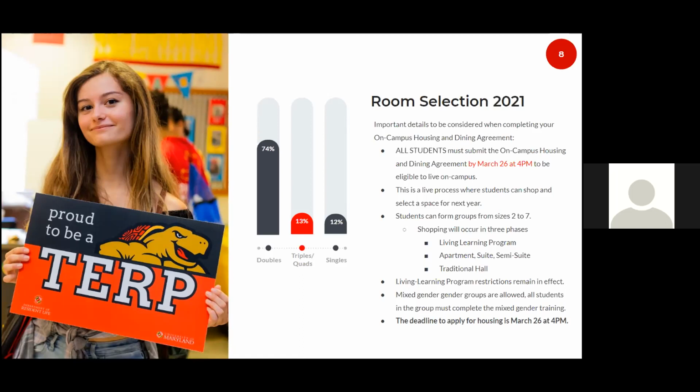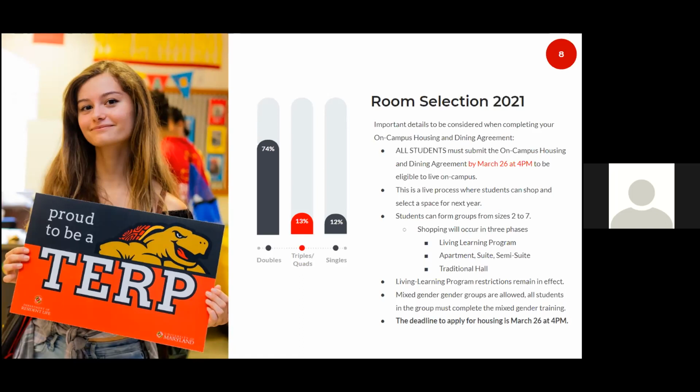So the first step is that students must complete the on-campus housing and dining agreement. That form is now available on the housing portal, which is stars.umd.edu. The deadline to complete the on-campus housing and dining agreement is March 26th at 4 p.m. All students interested in living on campus next year must submit this form by the deadline.